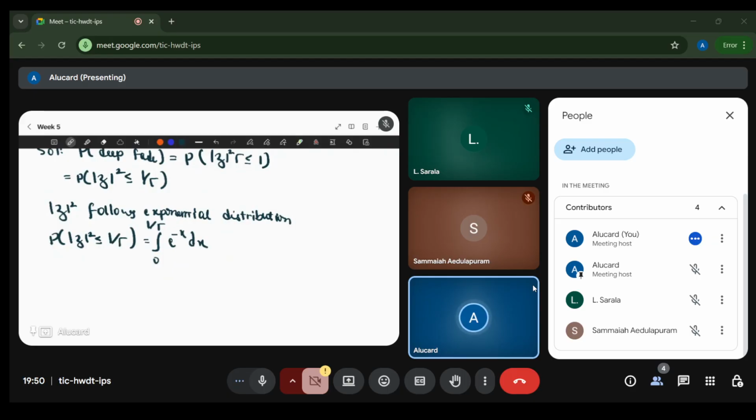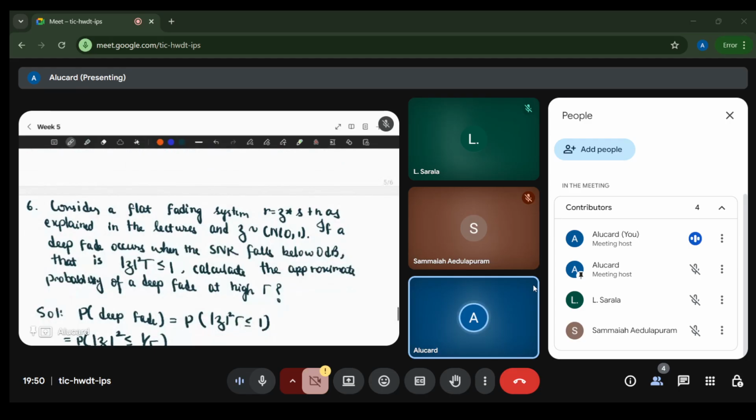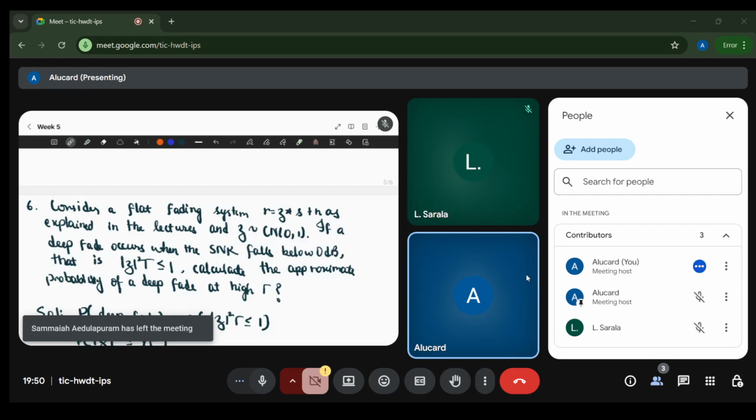Then you have to use the fact that gamma is high, right? If gamma is high, 1 over gamma is very low, and for low 1 over gamma you can use an approximation to e power 1 over gamma. So you use a linear approximation, ignore the higher order terms, then you'll get the right answer. You'll get one of the options.